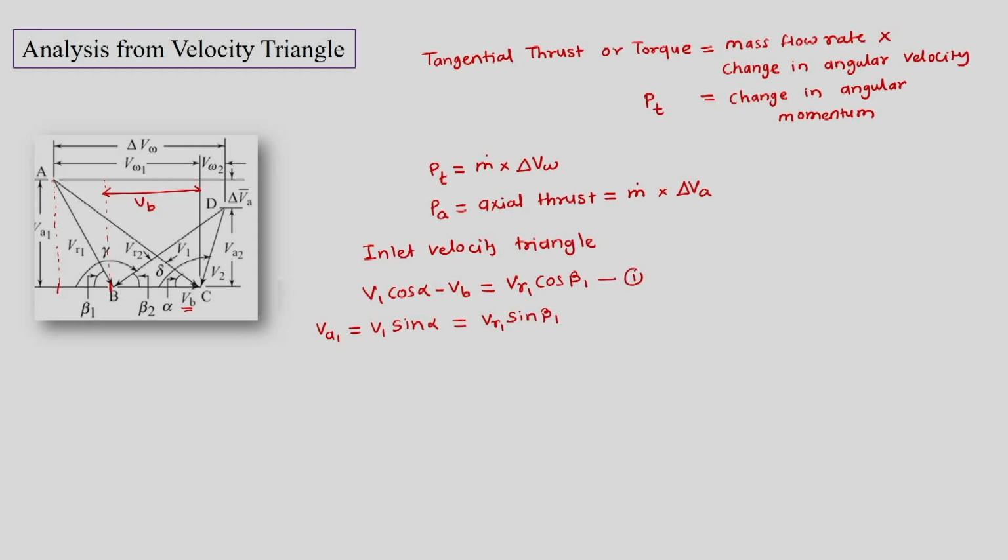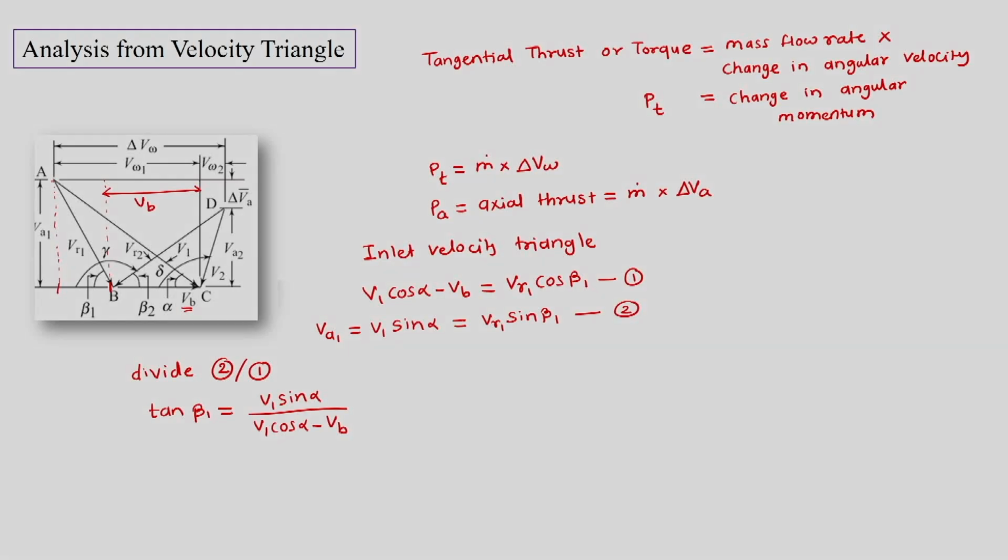So, we will consider this as equation number 1 and equation number 2. Let us divide equation number 2 by equation number 1, and then we will get tan of beta 1 is equal to V1 sin alpha divided by V1 cos alpha minus Vb. So, this is our formula for finding out beta 1.